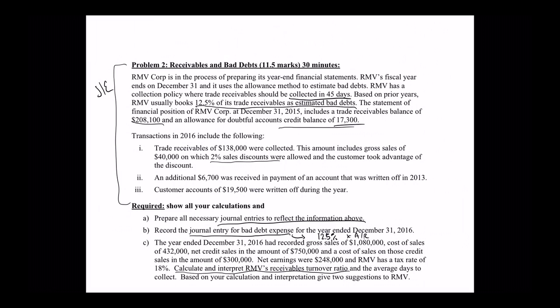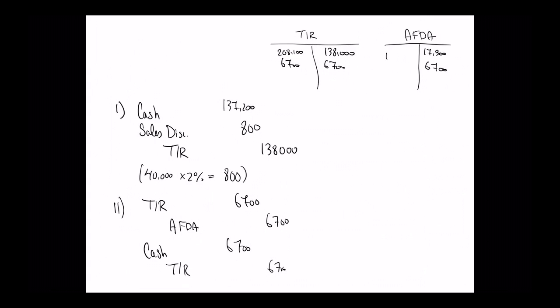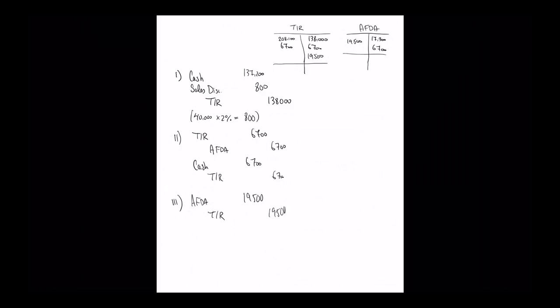And finally, transaction 3. Customer accounts of $19,500 were written off during the year. So we're going to write that off now. So we're going to debit allowance for doubtful accounts. And we're going to credit trade receivables for $19,500. So these are our journal entries for the year. And we're now going to sum up our T accounts. So get out your calculators and we're going to calculate this together.